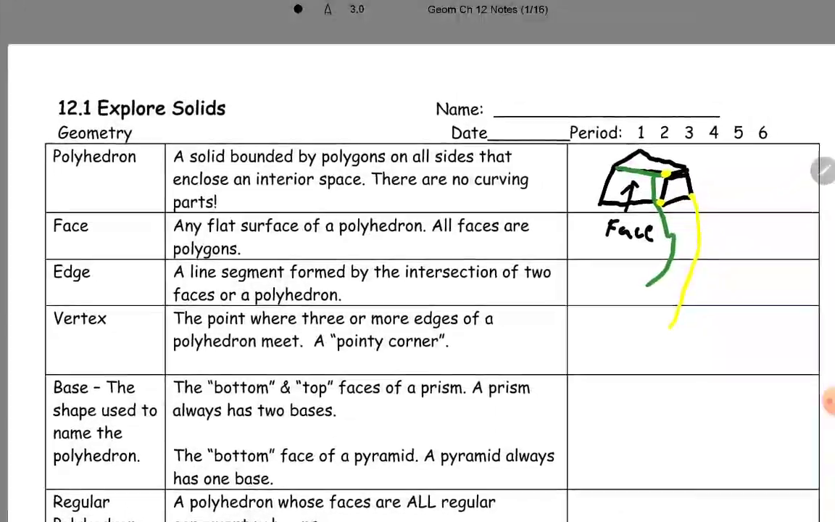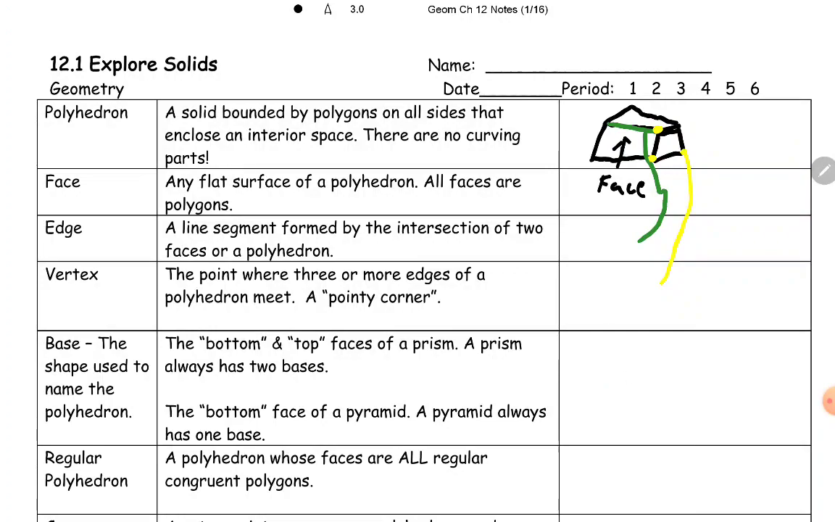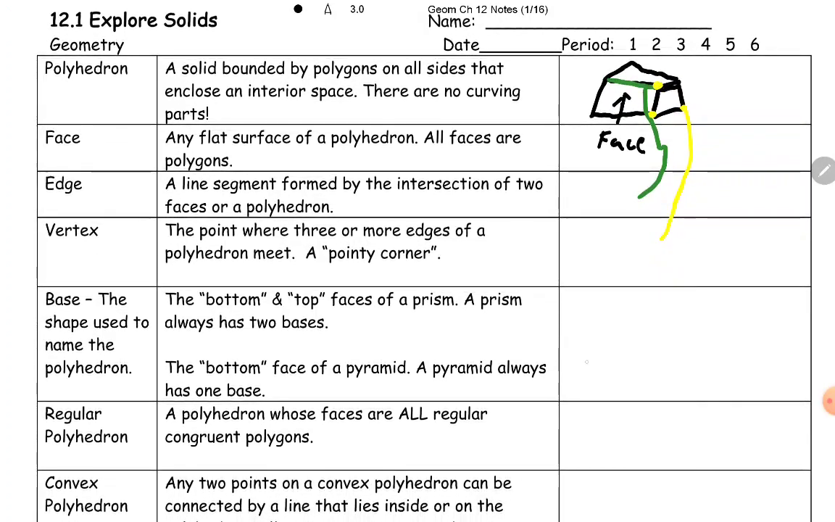And then what we call the bottom or top of our polyhedrons. So here I'm making kind of like a triangular box. This bottom piece here would be the base, or you can call it the top. There's a little pyramid there. The bottom is the base.